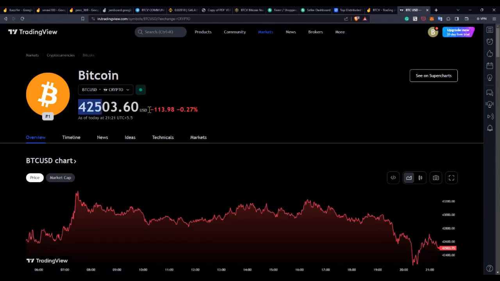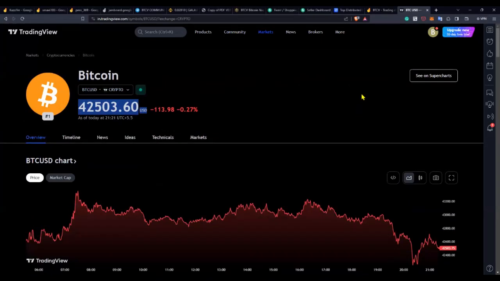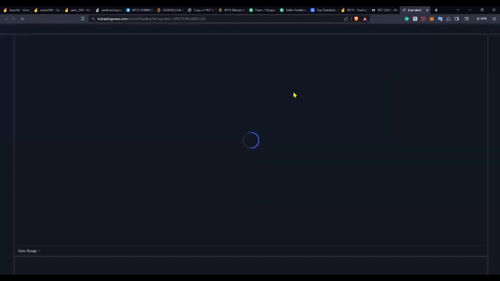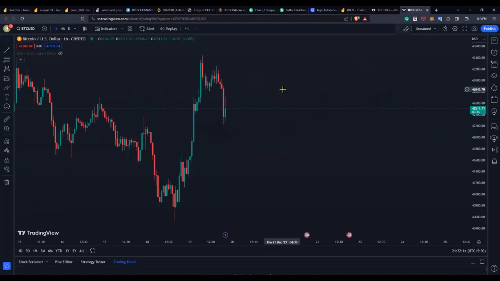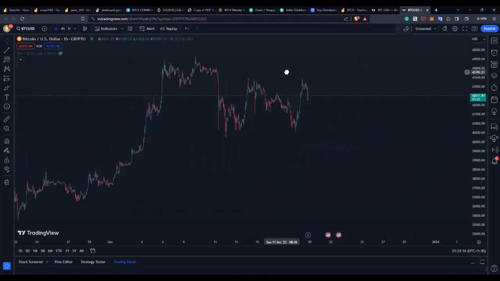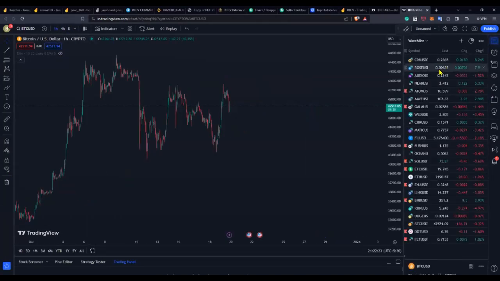It shows the price of Bitcoin, a line chart, and everything. Now you have to click on this option, Supercharts. If you click on it, you will see the chart. That's the chart right here. Understood? Now you can use different tools on the left-hand side. You can change the time interval. You can add a few coins to your watchlist. It's up to you.